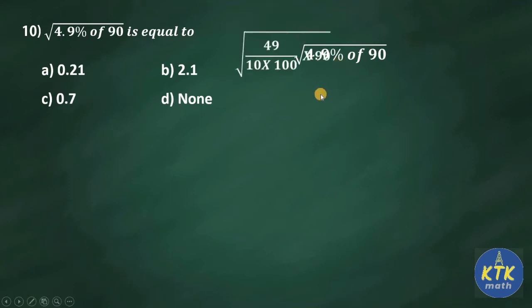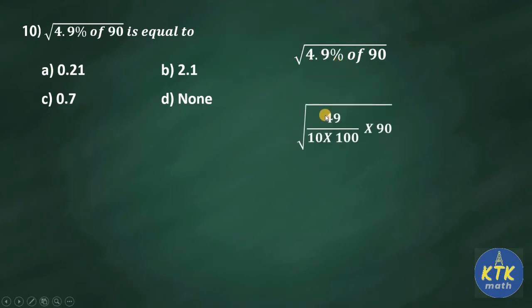4.9 percentage. How can I write? 49 by 10 into 100. Don't confuse. This 10 comes here because of the decimal. 4.9 I am writing it as 49 by 10. And why this 100 is there? It's because of percentage. So 4.9 percentage can be written as 49 by 10 into 100. The reason behind this 10 is decimal point. The reason behind this 100 is percentage.